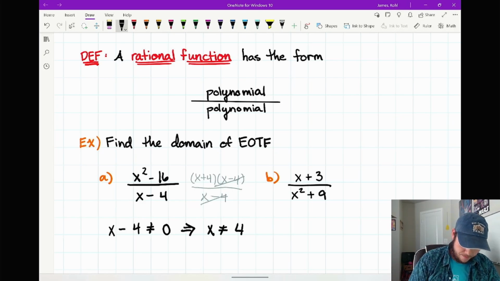Secondly, for part B, I don't have any issues at all, because if I took a positive number and added 9 to it, I can't ever get 0. So this domain is all real numbers, or negative infinity to infinity.